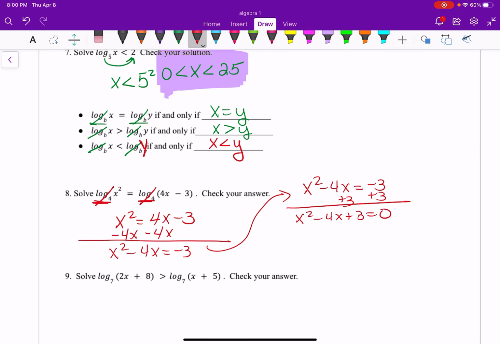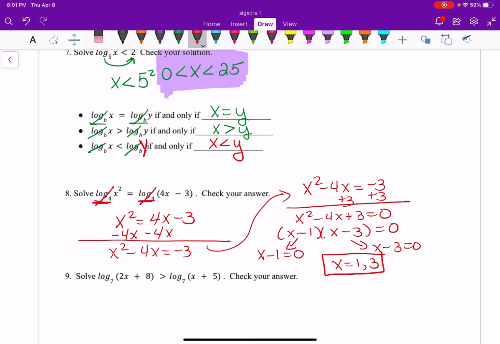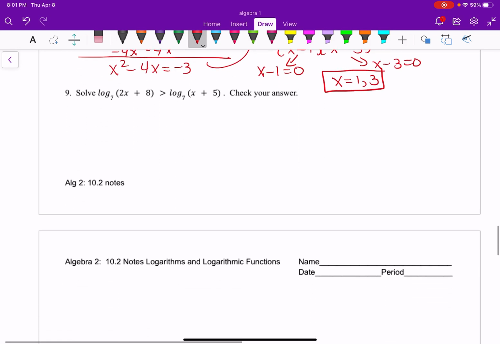I'm going to factor this. You should know how to factor. X minus 1 times x minus 3 is going to equal 0. That's where you use your magic x, and then you use whatever method you use. And then zero product property. X minus 1 equals 0. X minus 3 equals 0. So our two answers are x equals 1 and x equals 3. Okay? Let's go to the next one.